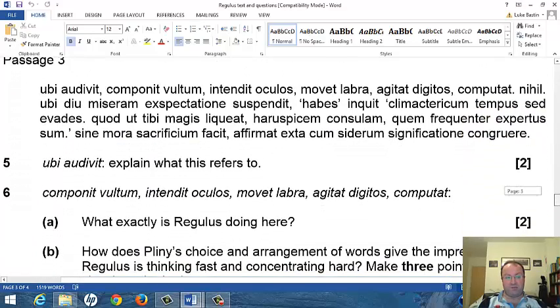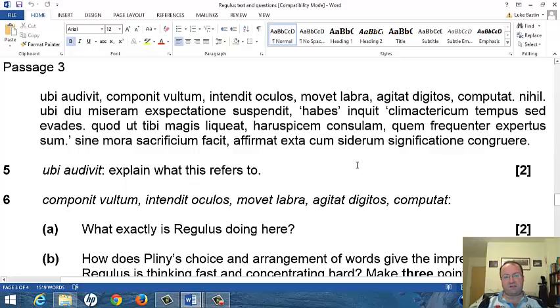Okay, passage number 3. Ubi audivit, componit voltum, intendit oculos, movet labra, agitat digitos, computat. Okay, nihil. Right. What this is describing, this general passage, is Regulus's reaction and his trickery when he receives the information from Verania about the day on which she was born and the hour on which she was born. Okay, so just imagine that's just happened, and the introductory words here, ubi audivit, when he heard.